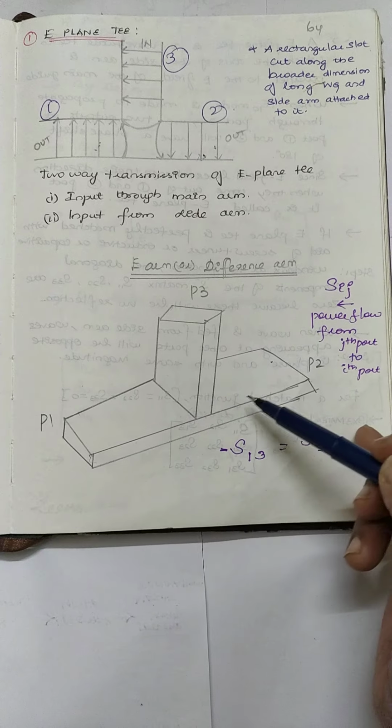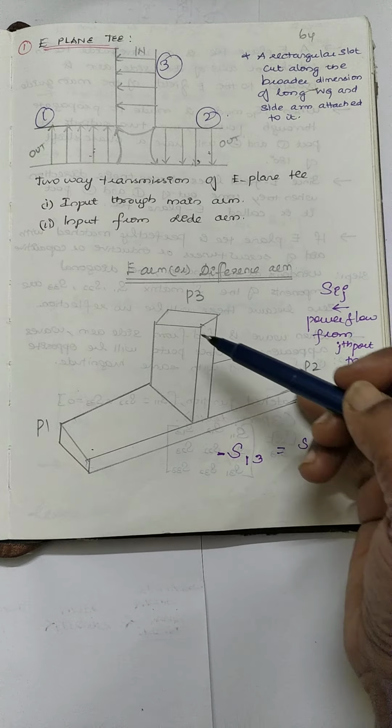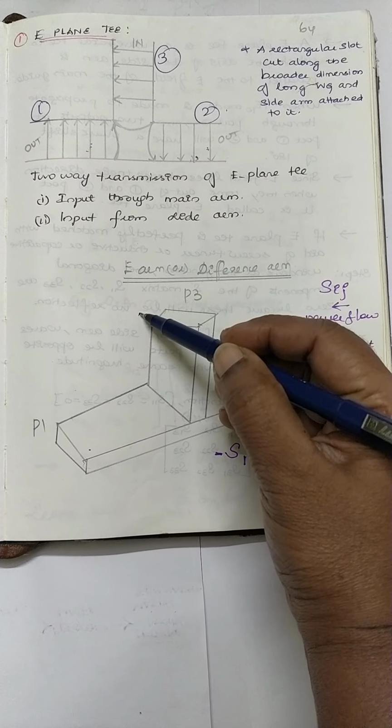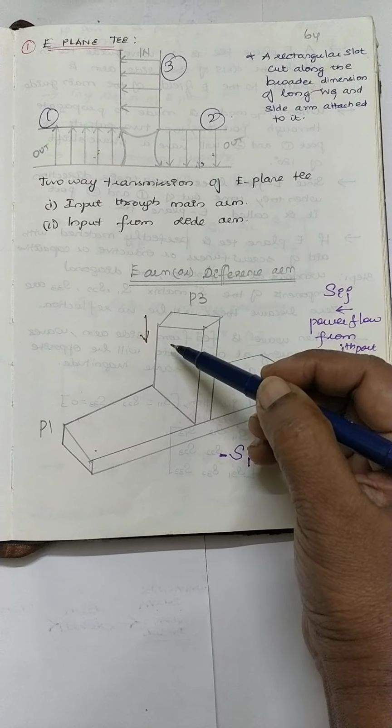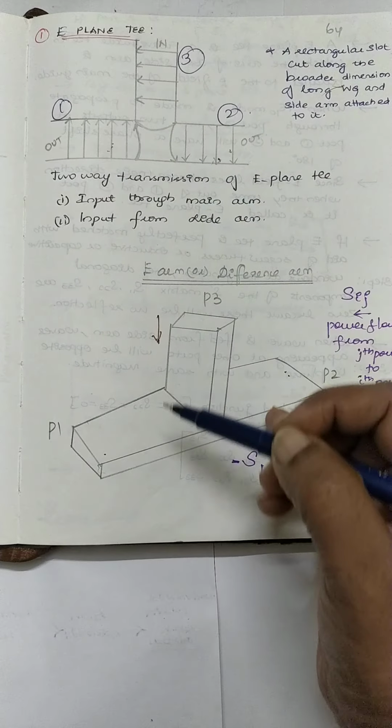Now in this diagram, this is the general representation, the same block diagram. This is port 1, port 2 and port 3. Imagine the power is fed from port 3. It is equally split into 1 and 2 as shown in this diagram, but in phase reversal.